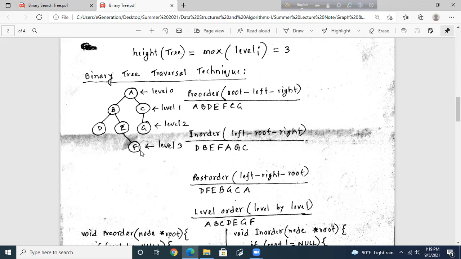This is our left. The left contains four nodes, dear students: B, D, E, and another node. Since the left contains more than one node, that means four nodes, you have to rethink the algorithm again from the starting point.